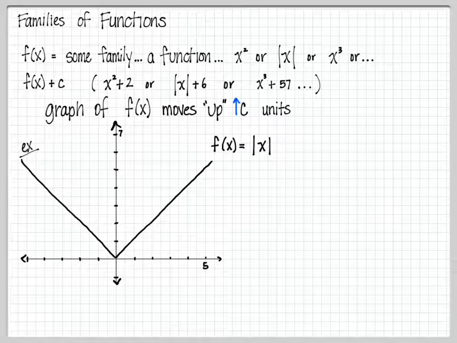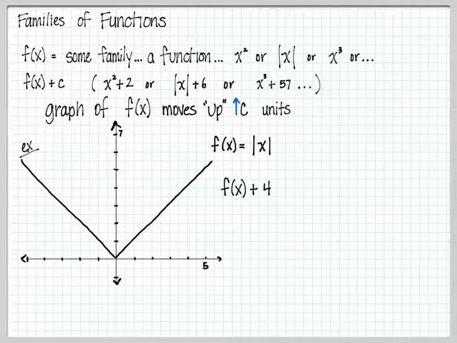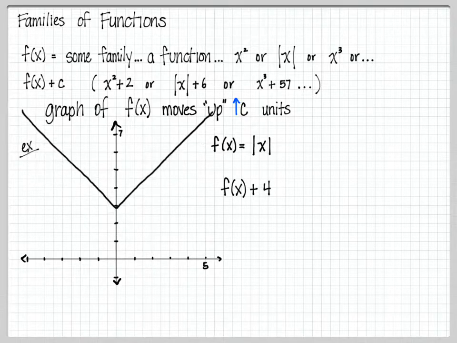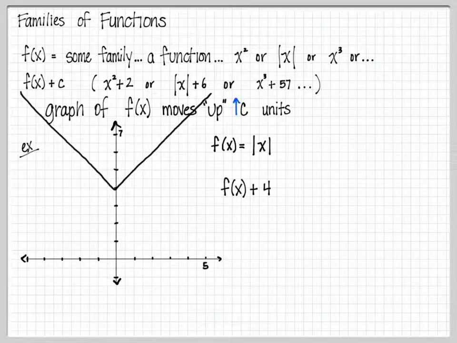So here we have an example of an absolute value function. It looks like a V, and what we're going to look at now is when we add 4. So what we're going to do is take the function and move it up 1, 2, 3, 4 units, and we're going to leave it there, and that is moving that function up c units.